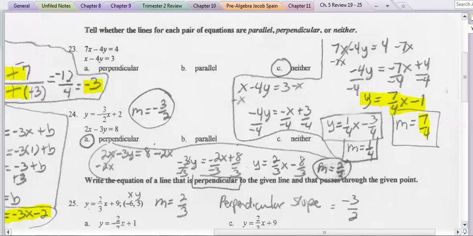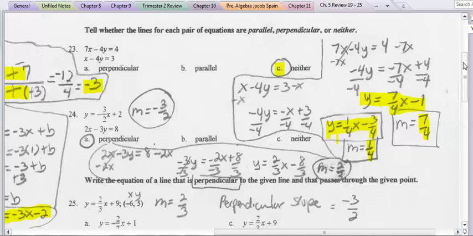And the slope was 7/4. I took the second equation, and I did my work, and I got it in slope-intercept form. And I found out my slope was 1/4. Are 1/4 and 7/4 the same? No. Are they reciprocals, flipped over, opposite sign? No. Okay, they're both different, so that's how I got neither. So they are not perpendicular, they're not parallel, they are neither.